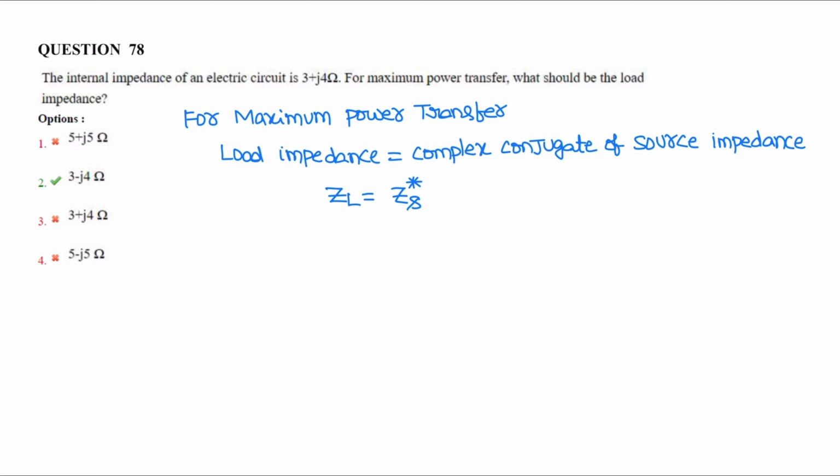Next question. Given the internal impedance of electric circuit is 3 plus 4j ohms, for maximum power transfer, what should be the load impedance? For maximum power transfer, load impedance is equal to the complex conjugate of source impedance, that is ZL is equal to ZS star. So here source impedance is 3 plus 4j, its complex conjugate gives load impedance 3 minus 4j ohms. Correct option is 2.